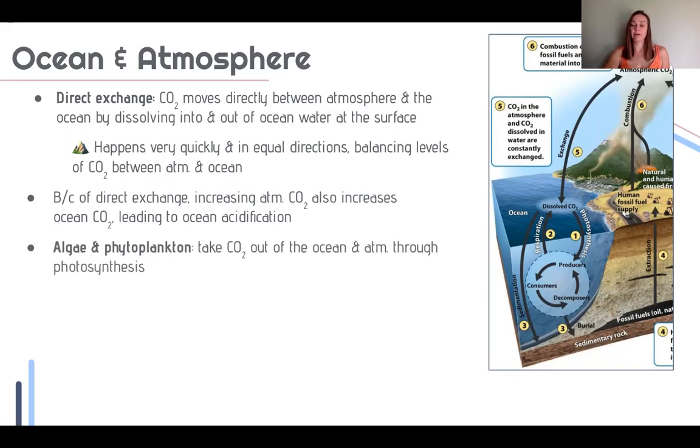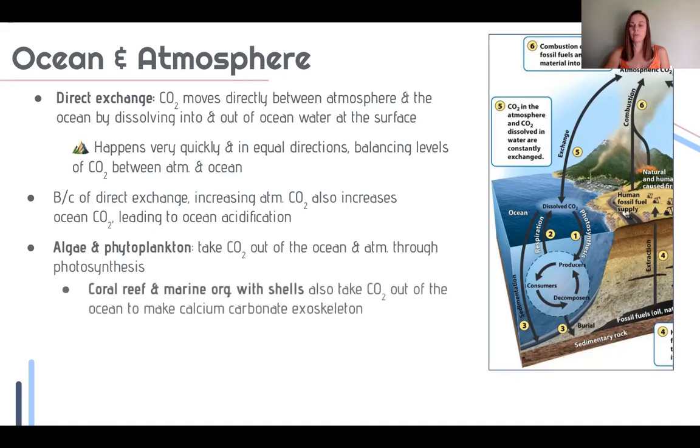Our algae and our phytoplankton take carbon dioxide out of the ocean through photosynthesis, decreasing the amount of carbon dioxide in the ocean, which then allows more to dissolve from the atmosphere. Our coral reefs and our marine organisms with shells also take carbon dioxide out of the ocean to make their calcium carbonate exoskeletons.